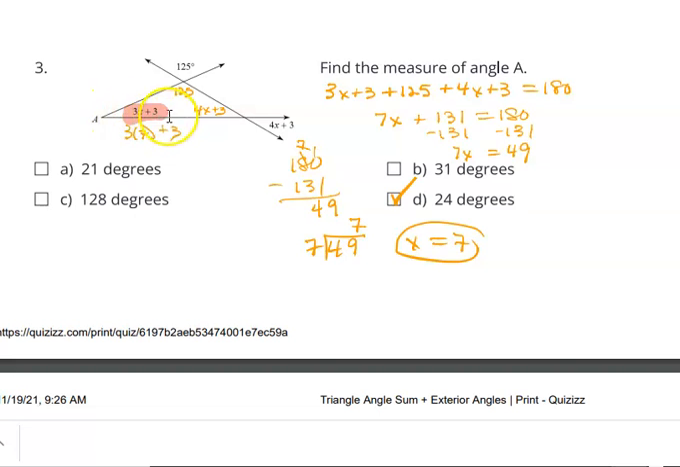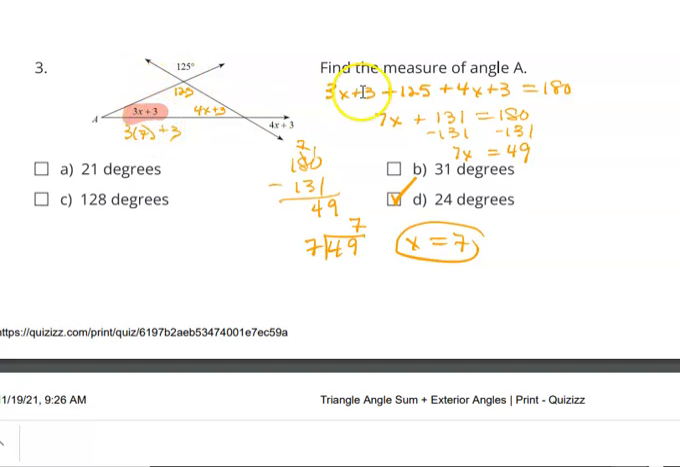Angle A is where the 3x plus 3 is. It's where I highlighted it in pink. So the first thing I want you to do is see if you can get an expression or a value for every angle inside this triangle. So the angle above is 125. Because this angle is vertical to it, it also is 125. This angle down here is 4x plus 3, and this interior angle is also 4x plus 3 because it's vertical to that angle. So now I have three angles inside this one triangle.